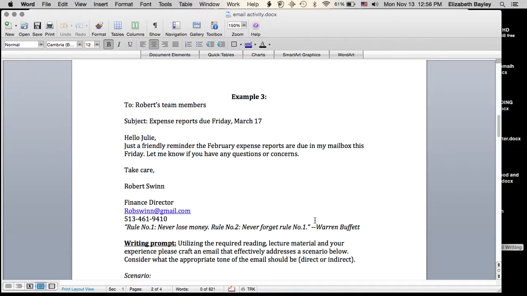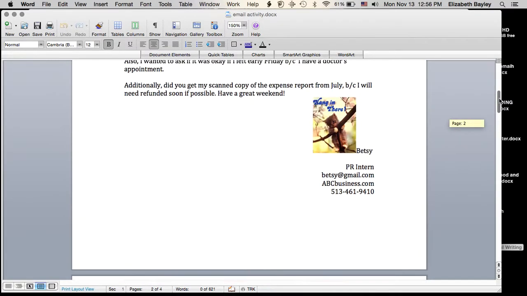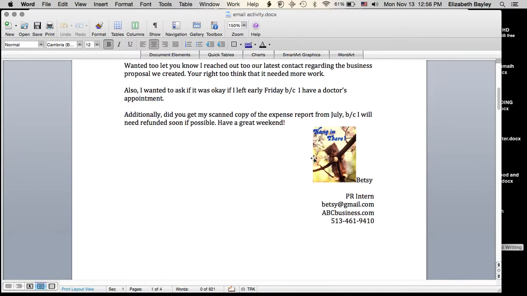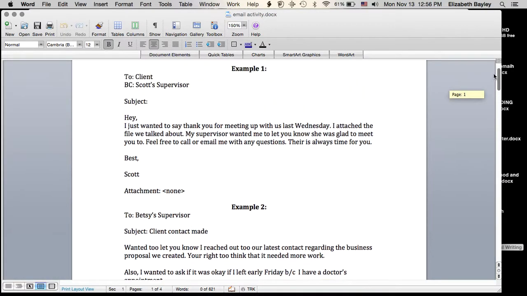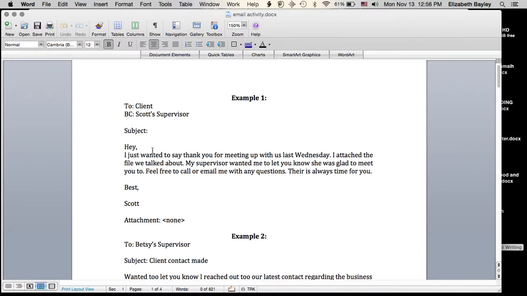Take a look at Robert's quote. He's a finance director. Rule number 1, never lose money. Rule number 2, never forget rule number 1. He's a finance director. Is that okay? Look at Betsy. She's a PR intern. Oh, she's got a little kitty. And then up here, "Hey, I just wanted to say thank you for meeting up with us last Wednesday. I attached the file we talked about." And then look here. Guess what? There's no attachment. "My supervisor wanted me to let you know she was glad to meet you. Feel free to call me or email me with any questions. There is always time for you."